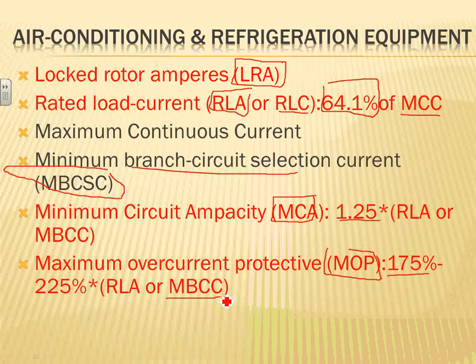The NEC code book says if you size it at 175% and it doesn't start, then it allows you to go to 225%. And at all times, you go down. So if you end up with 175% and it's not a standard overcurrent protection device size, are you supposed to go up to the next standard or down? You're going to go down. The good news is, again, these are already sized for you.